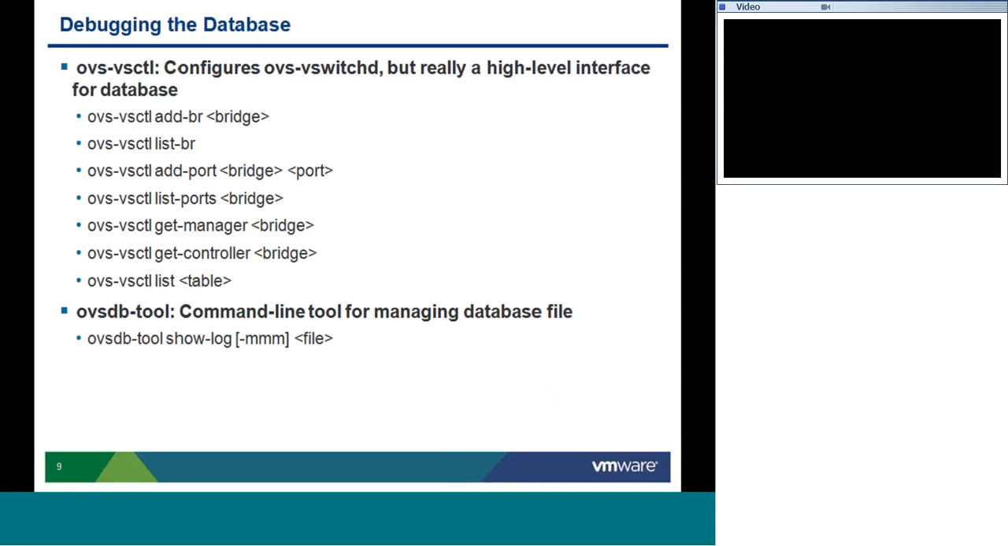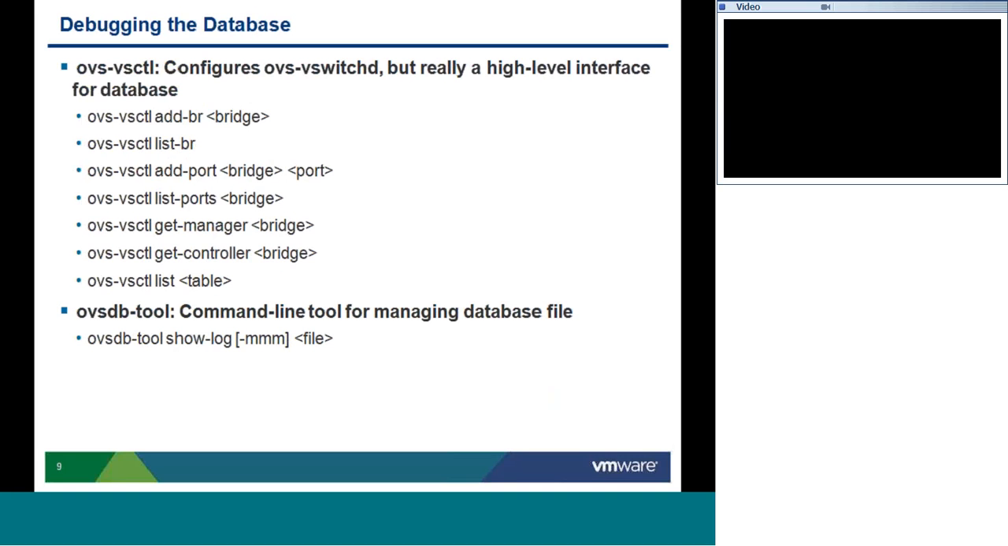So, debugging the database. We discussed that ovs-vsctl configures ovs-vswitchd, but it's really just a high-level interface for OVSDB, the OVSDB protocol. So there are things like add-br, list-br, you can add-port, list-ports, all the things that you sort of expect. This command is actually fairly useful: ovs-vsctl list and then a table. So you could do ovs-vsctl list bridge, and it would dump all of the bridge tables. Then you would see all of the configuration, like the controller records and the port records and all of that.